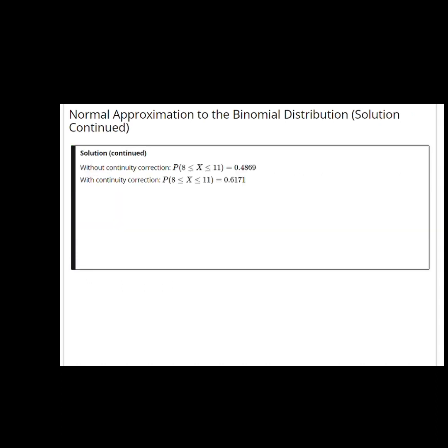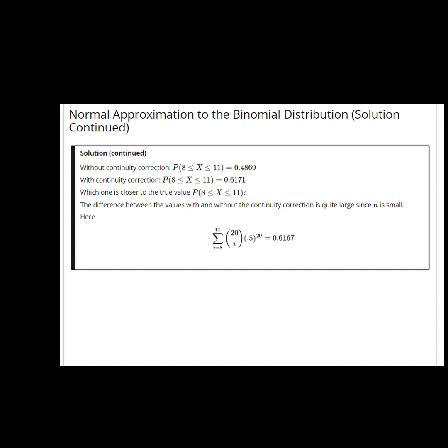Compare these two answers, 0.4869 and 0.6171, a pretty substantial difference. Which one is closer to the true value? Well, of course, the difference is considerable because in this case n is relatively small, only 20. To determine which one is closer to the true value, we'll have to add up the probabilities of the values 8, 9, 10, and 11. And we get the answer 0.6167.